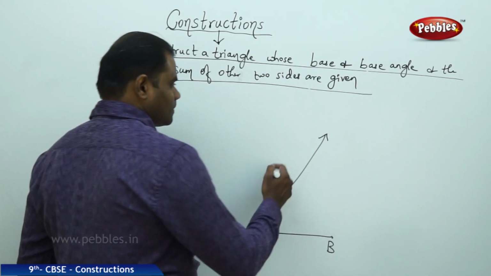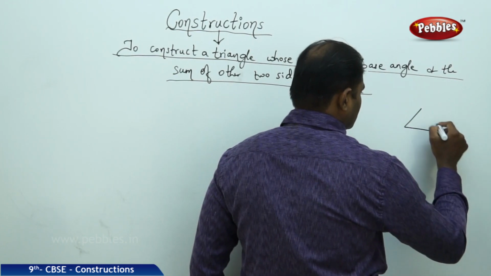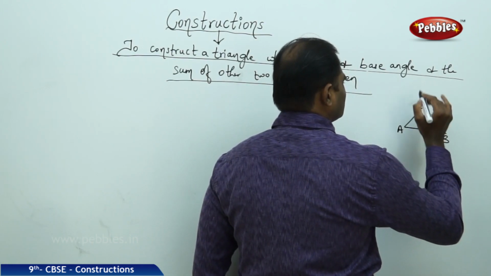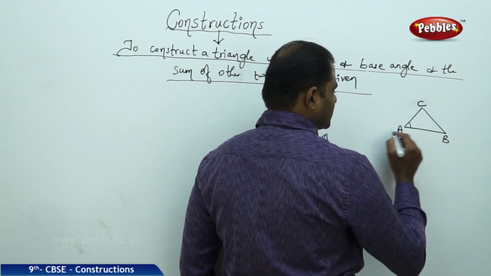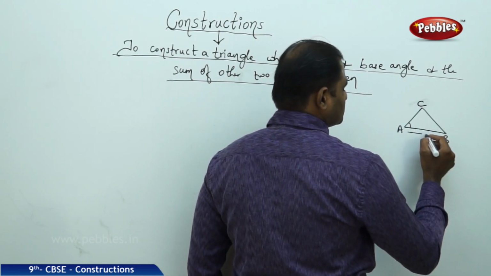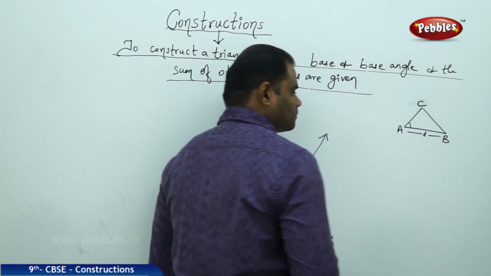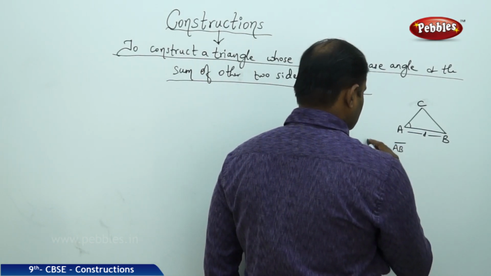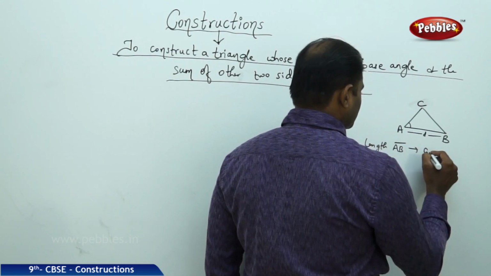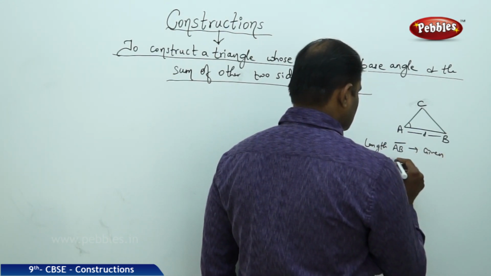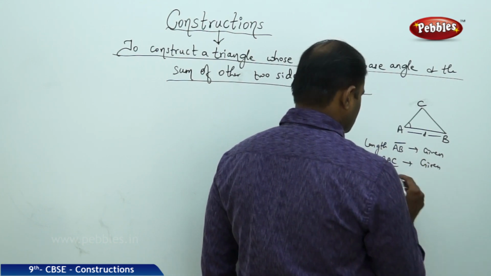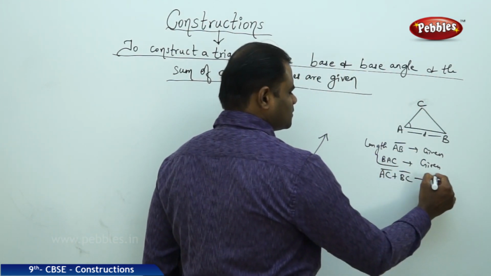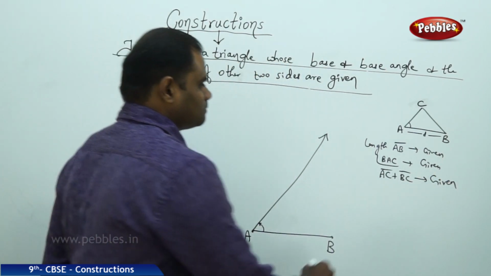So once I get the base angle using the protractor pointed at A, then after this let's take the sum of two sides. Say in this case I draw a rough figure A, B and C. In this case this angle and this distance are given, and so here length AB is given, angle BAC is given, and sum of other two sides, that is AC plus BC, is also given.